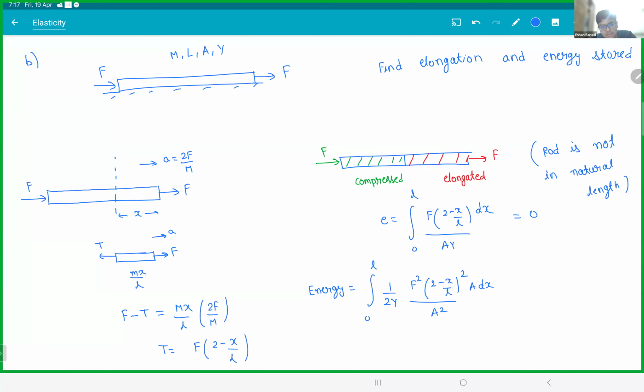Anyone, should this be it? Any chance? So I think the tension should be F into 1 minus 2x by L. Yes, you're right. I wrote it wrong.